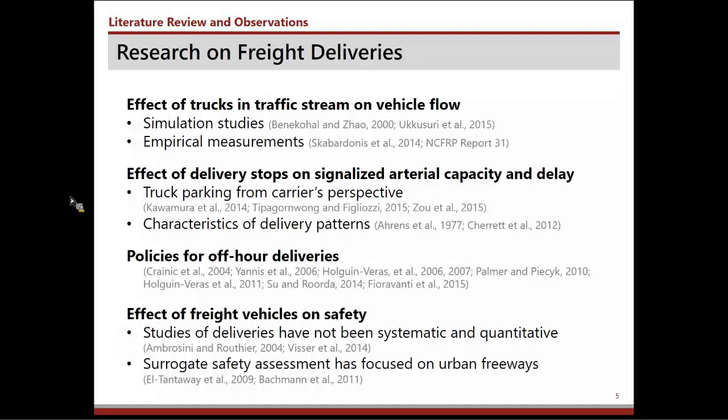And the surrogate safety assessments that I've been able to find related to heavy vehicles have mostly been focused on simulations of urban freeways, not the urban street networks themselves. Although the surrogate safety assessment model was developed particularly to be able to look at vehicle interactions at intersections. And so it seemed like an area where it was an opportunity to try something that hasn't been looked at very closely before.